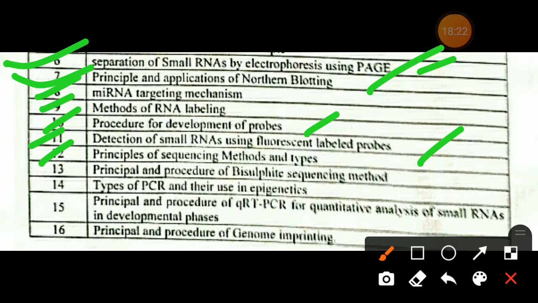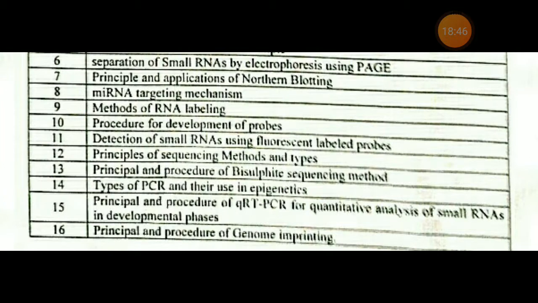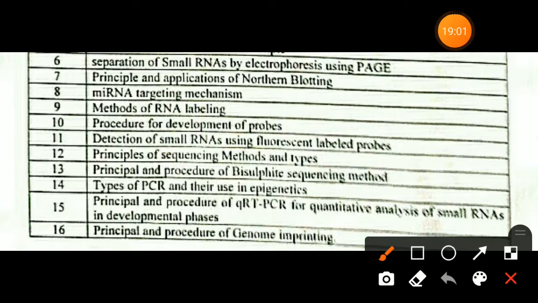12, principle of sequencing methods and types. 13, principle and procedure of bisulfite sequencing method. 14, types of PCR and their use in electrophoresis. 15, principle and procedure of RT-PCR, and principle and procedure of qRT-PCR for quantitative analysis of small RNAs in developmental phases. And the last exercise is the principles and procedure of genome imprinting.